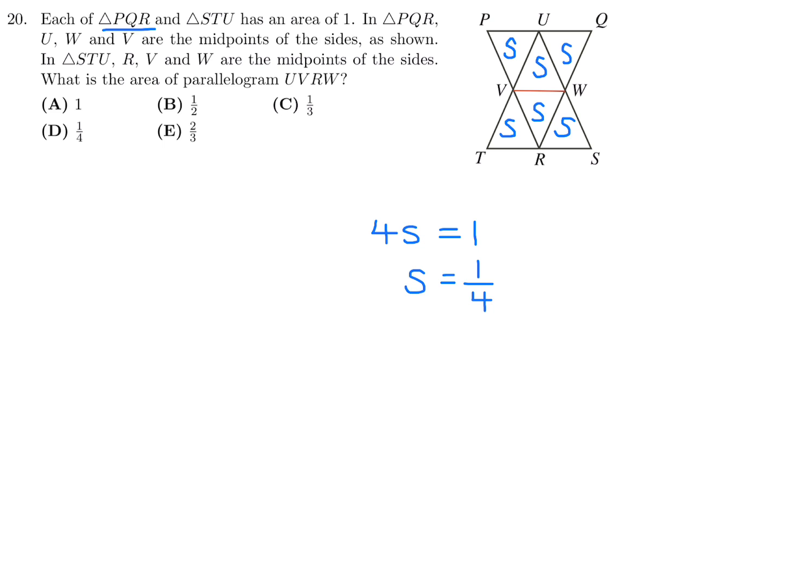Now they want me to find the area of UVRW. UVRW is 2S. So 2 times a quarter, and that is 1/2. So number 20, the answer is B.